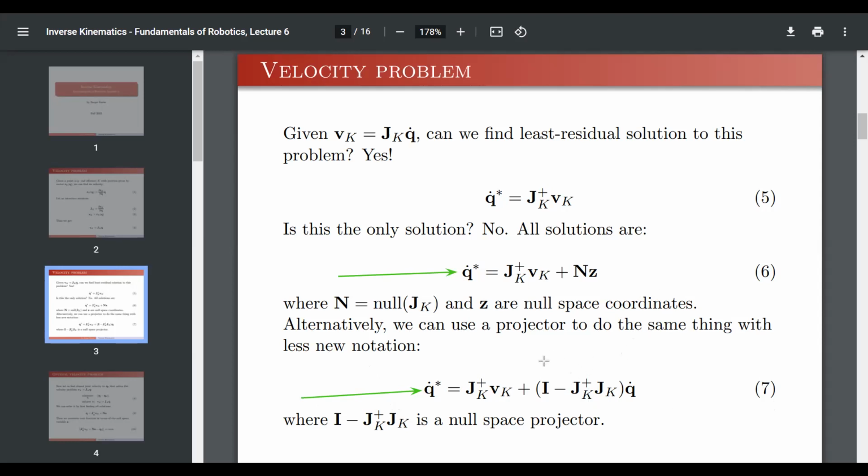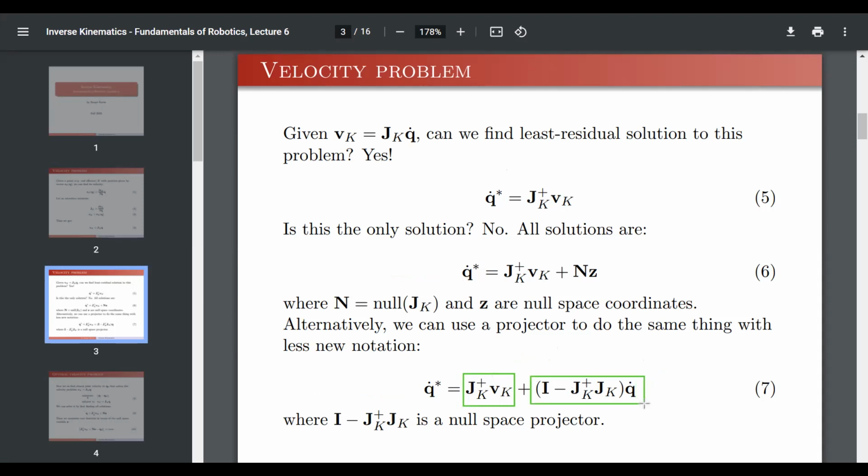Okay, what does expression 7 say? It says, okay, you have a row space solution, J pseudo-inverse V, plus projection onto the null space of J times any Q dot. Okay. So let's look at it again. This is a row space solution. So this provides us the exact solution to the problem if there exists an exact solution. If there doesn't exist one, it provides us the smallest residual.